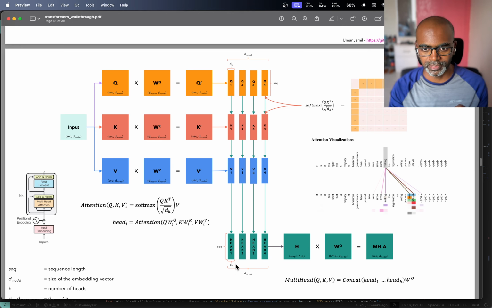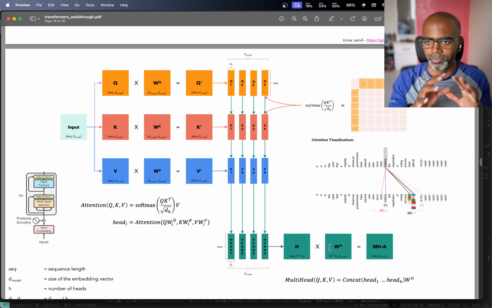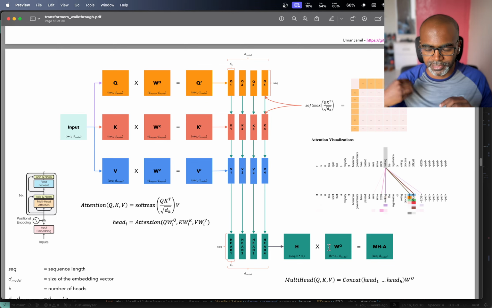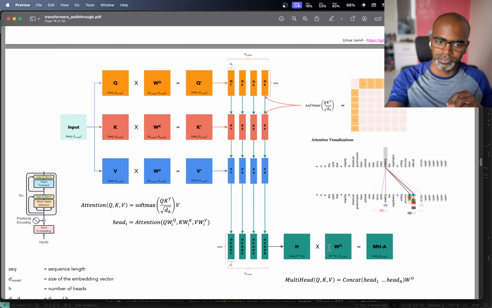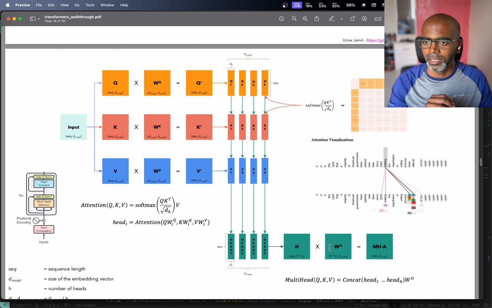So each head is calculated individually, and then you concatenate them, and then finally you complete the formula by computing V. So that is pretty much the essence of self-attention and its implementation as well. You actually implement this in this manner.